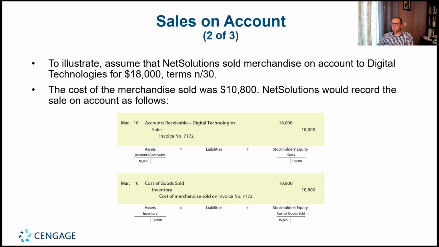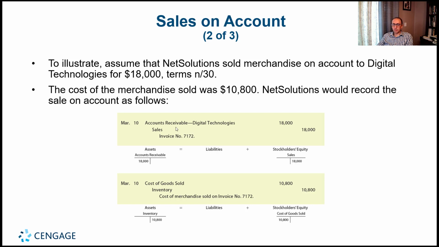So assume that Net Solutions sold merchandise on account to Digital Technologies for $18,000, and the terms of the agreement are net 30. There are no discounts or anything, but you have to pay it within 30 days. The cost of the merchandise sold was only $10,800. So Net Solutions would record the sales on account as follows.